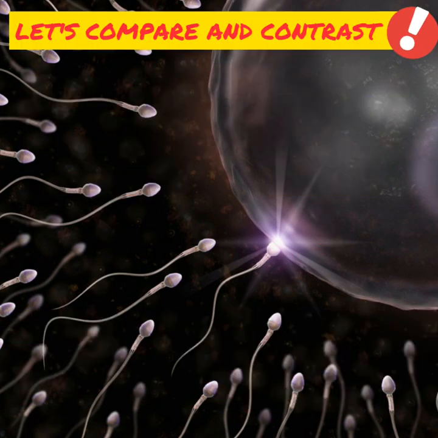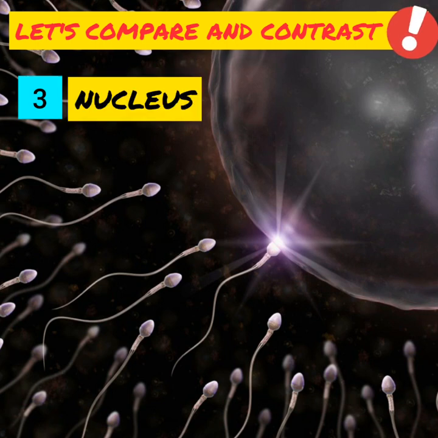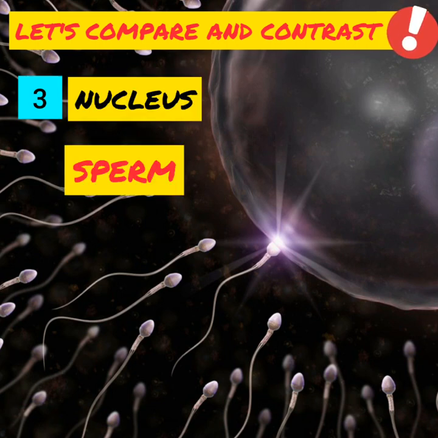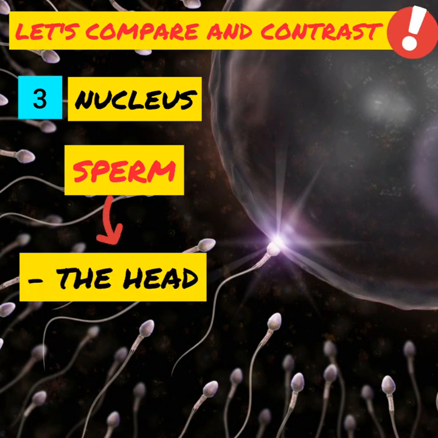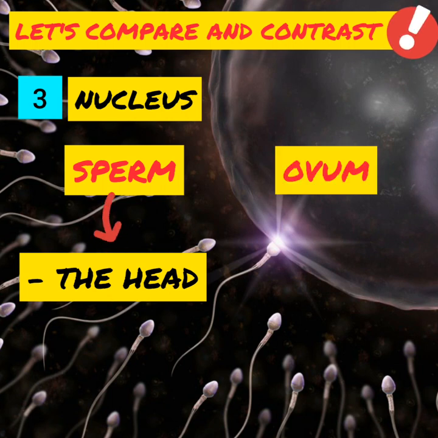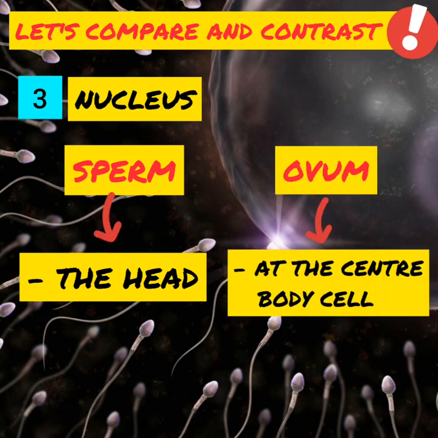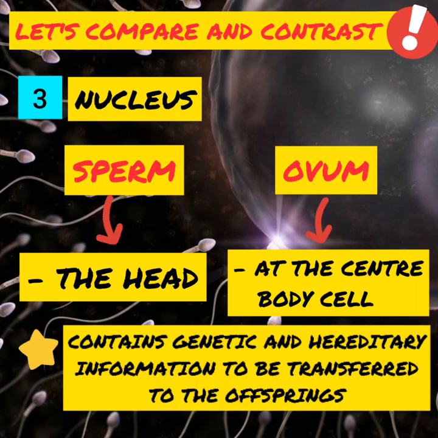Let's proceed to number 3, the nucleus. Natural sperm will have two distinguishable parts, a head and a tail. The sperm head is the part of the cell that contains the nucleus. Meanwhile, for the ovum, the nucleus is at the center of the cell body. The nucleus contains genetic and hereditary information to be transferred to the offspring.